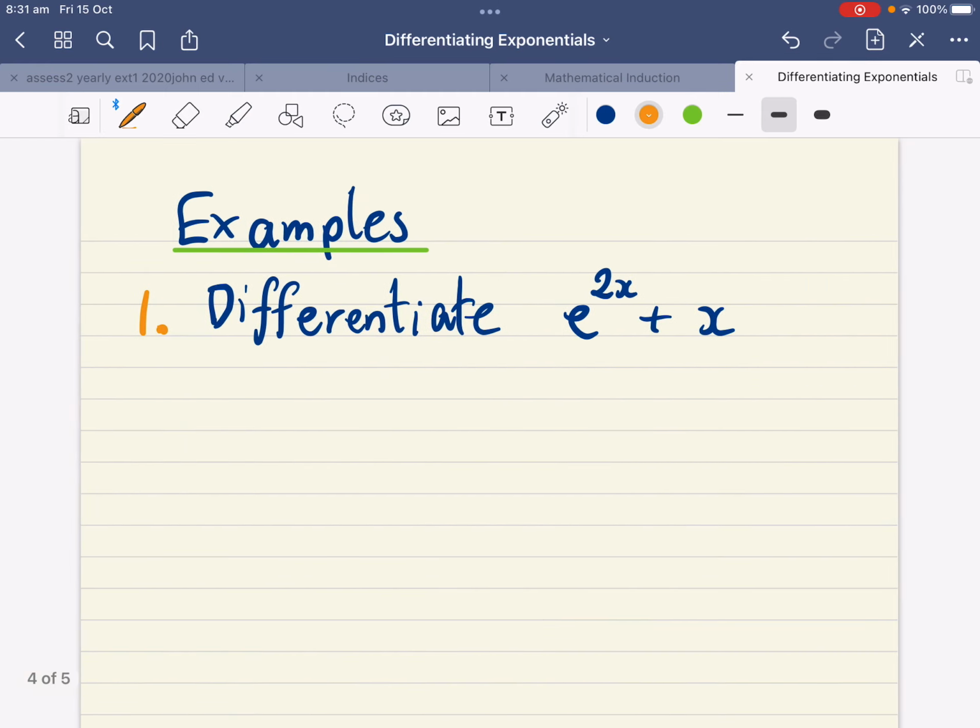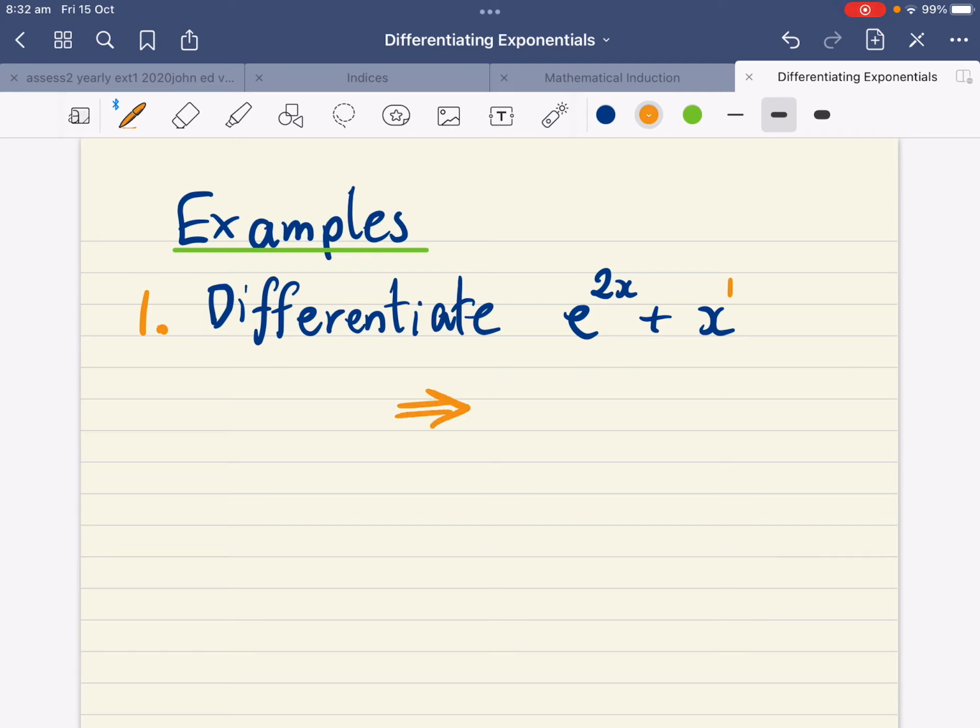So let's move on to the two questions that were asked. We want to differentiate this expression here. It's a combination. There's an exponential term, which we can differentiate just the way that we've learnt, and there's a normal polynomial term, which we're just going to differentiate the way that you learnt back in prelim. So how does this work? Nice and simple.